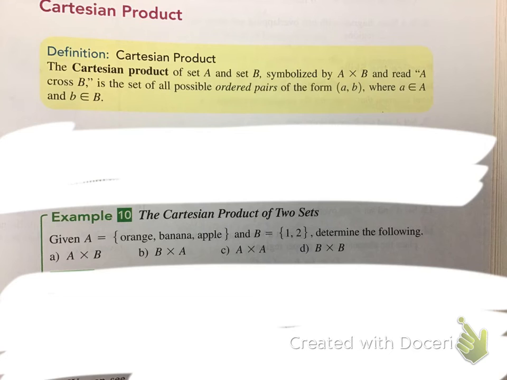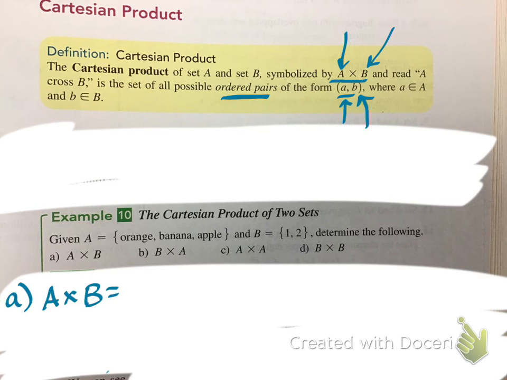Okie dokie. So the Cartesian product of set A and set B is symbolized by A cross B, and that is read A cross B. It's the set of all ordered pairs in the form (a, b), where the first element comes from the first set in the cross, and the second element comes from the second set in the cross. So I have this great example down here, example 10, last one. A is orange, banana, apple, and B is 1, 2. And in part A, they want us to find A cross B.